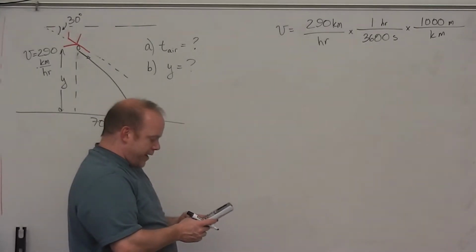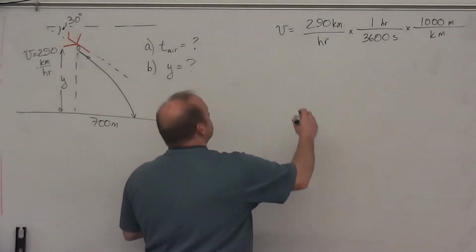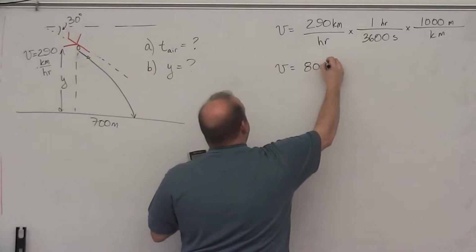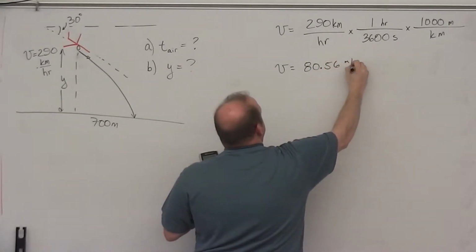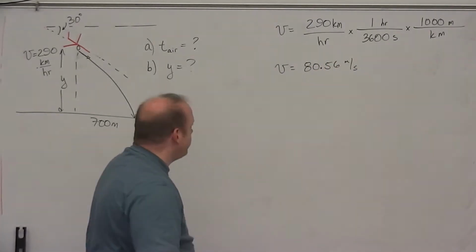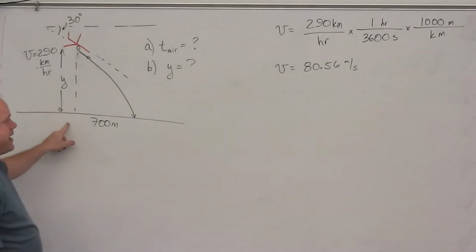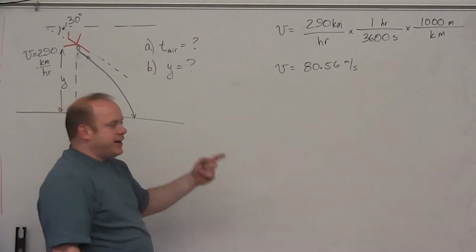So if you're familiar with that, you can certainly do that, but get familiar with how that comes about. So that's 80.56 meters per second. Now, that's my velocity, and that's my velocity in both the y direction and the x direction.